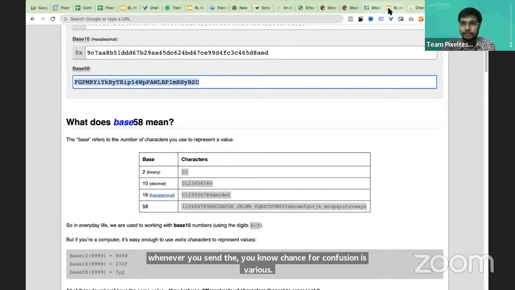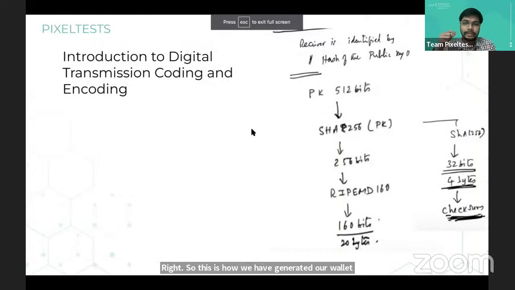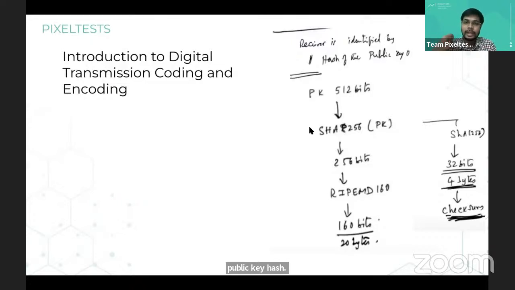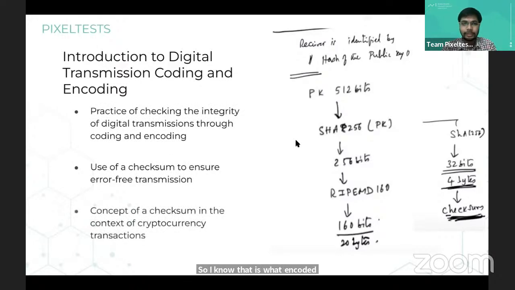This is how we have generated our wallet address, and that wallet address also consists of the public key hash. For that reason, whenever a public key hash is sent in the inputs or outputs, you know that it is a properly hashed and encoded system, right? So that is the encoded value. This helps us. The use of a checksum ensures error-free transmission.